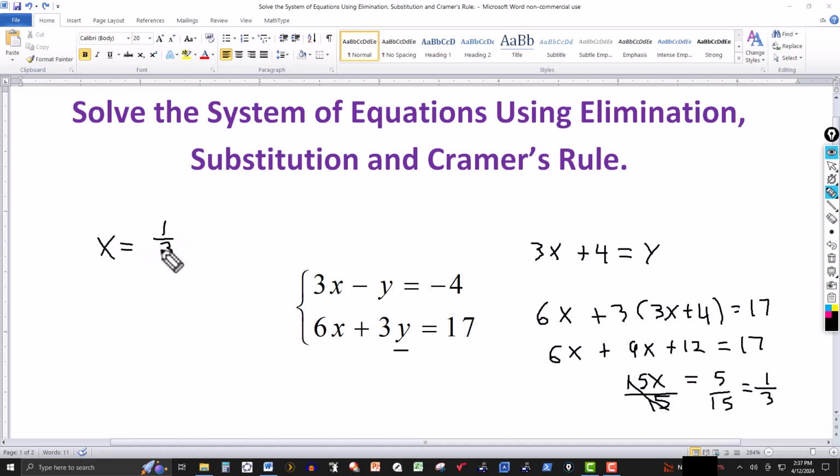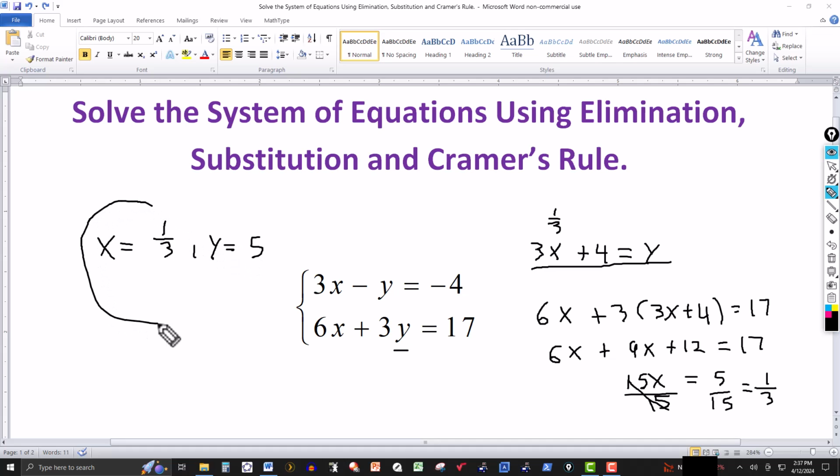Now I need the value of y. Well, we use the original equation here. We're using substitution, so let's just substitute a 1/3 here for the x. 3 times 1/3 is 1, and the 4 gives me 5. So I get that y is equal to 5.